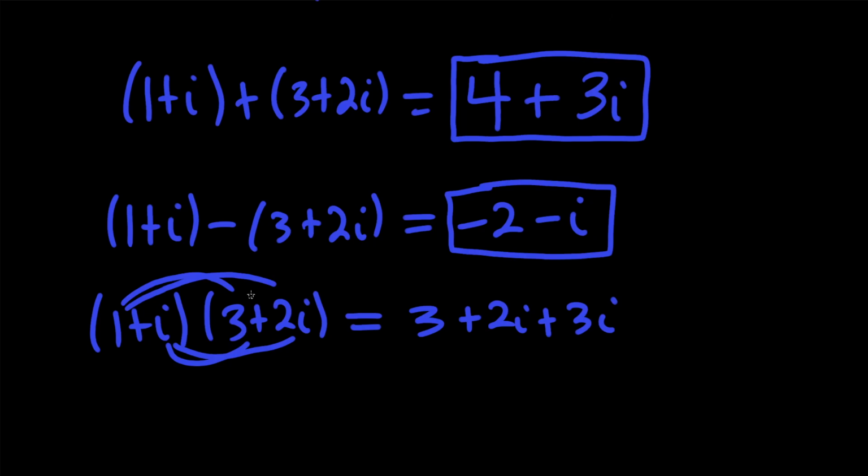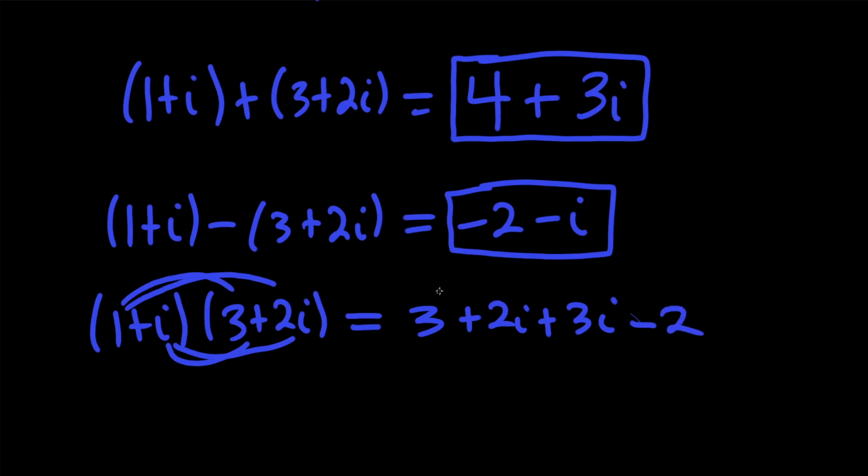So what happens when we have I times I? Well, we have the square root of -1 squared. So the square and the square root cancel out, and that just leaves us with -1. So therefore, 2I times I is going to be -2. So we're going to have a -2 right here.